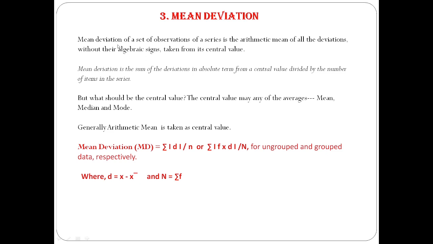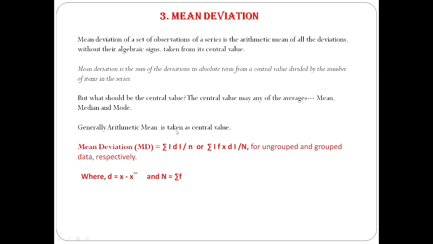Now, what is mean deviation? The mean deviation of a set of observations of a series is the arithmetic mean of all the deviations, without their algebraic signs, taken from a central value. That means the average of how much each variable differs from the central value is known as the mean deviation. So mean deviation is the sum of the deviations in absolute terms from a central value divided by the number of items in the series. But what should the central value be? The central value may be any of the averages: mean, median, or mode.